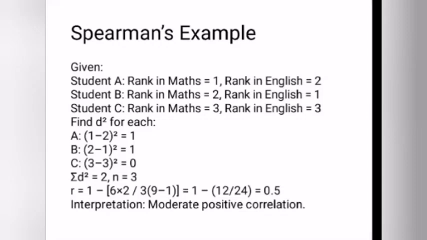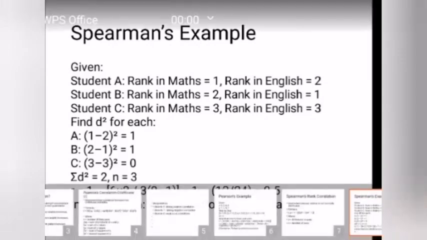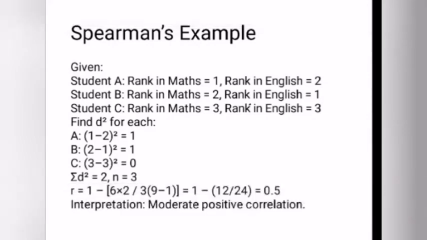So finding the answer by putting your values in the formula. That is 1 minus 6 times sigma d square, and sigma d square is 2, over n bracket n square minus 1. So that's 1 minus 6 times 2 over 3, then n square is 9, so 3 times 9 minus 1. So that's 1 minus 12 over 24, and your answer is 0.5.